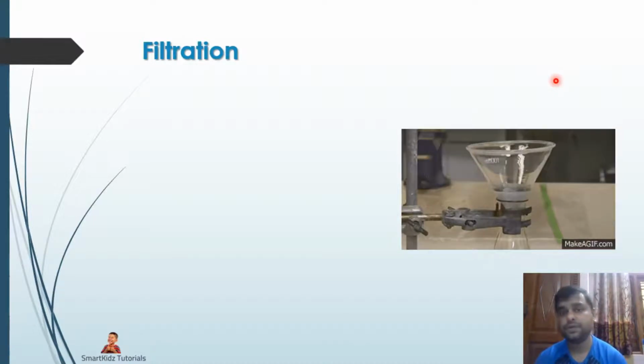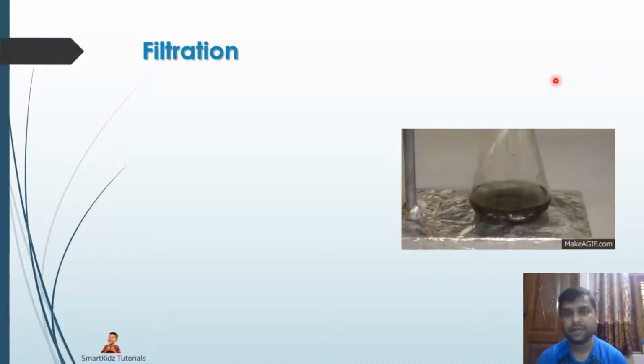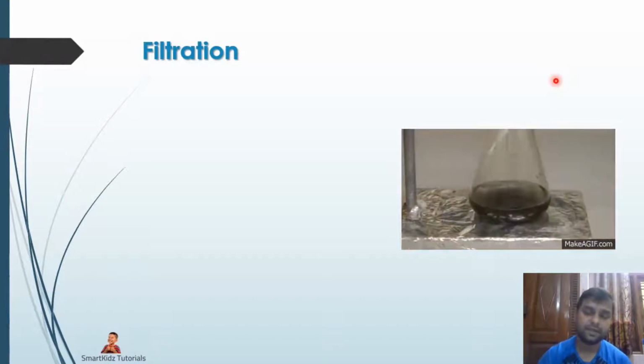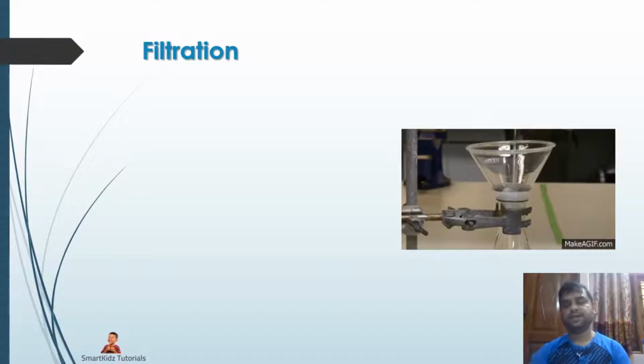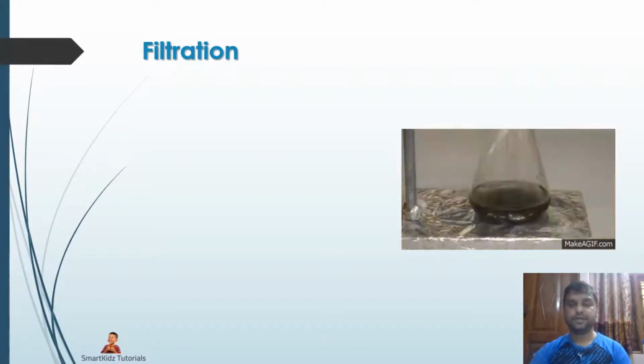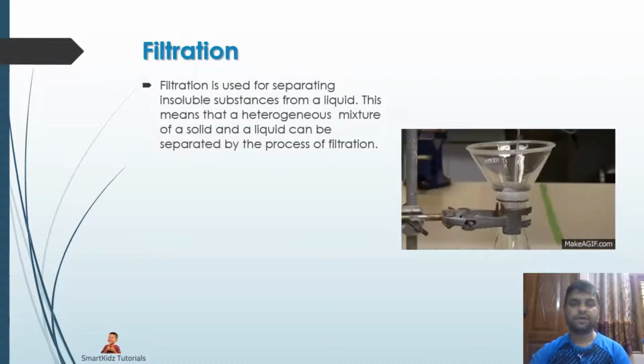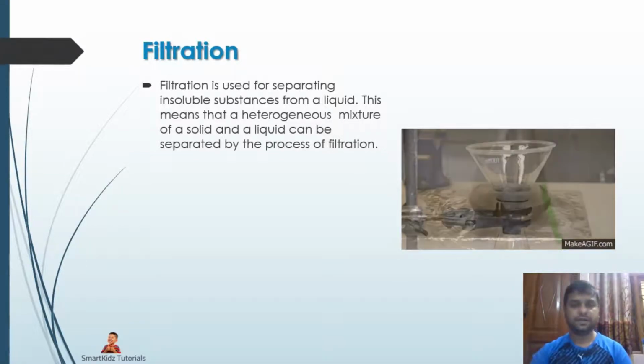So what do you do? Before you consume the tea, you pour the tea from your kettle or from your vessel into your glass. So the tea powder remains behind on the strainer, and what you get is your tea. That is the simple process of filtration, and similar processes are even employed on a large scale in various industries. Filtration is used for separating insoluble substances from a liquid, substances which do not dissolve in a liquid.